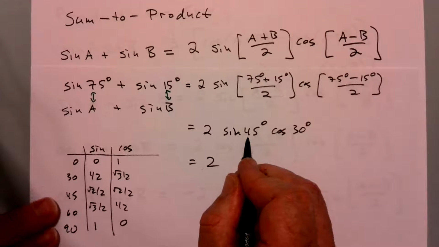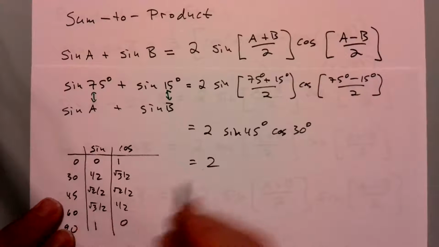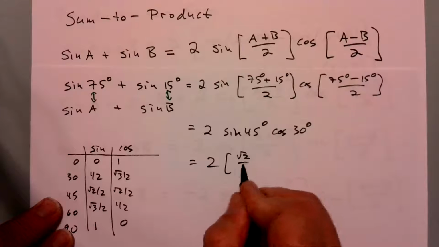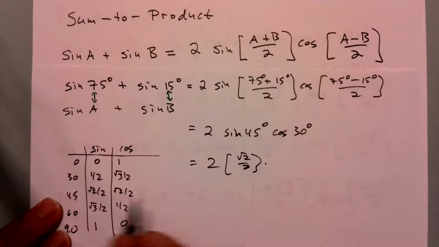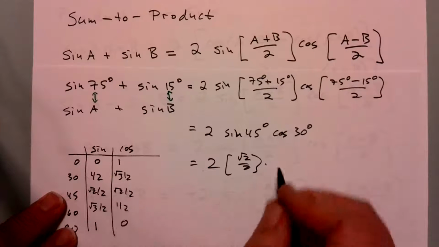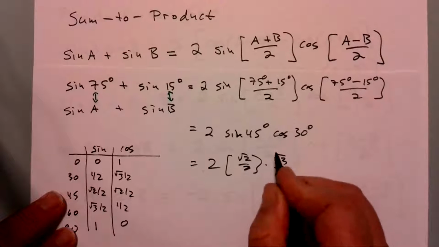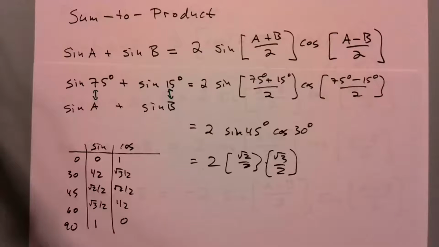So the sine of 45 is root 2 over 2, times the cosine of 30. Cosine of 30 is root 3 over 2. And yeah, there's no distribution involved here.